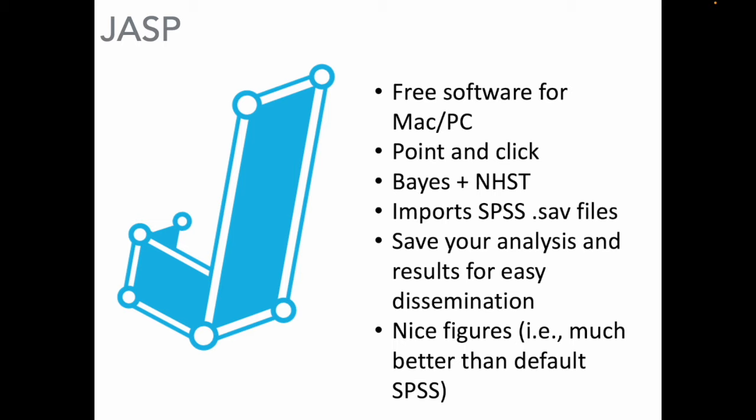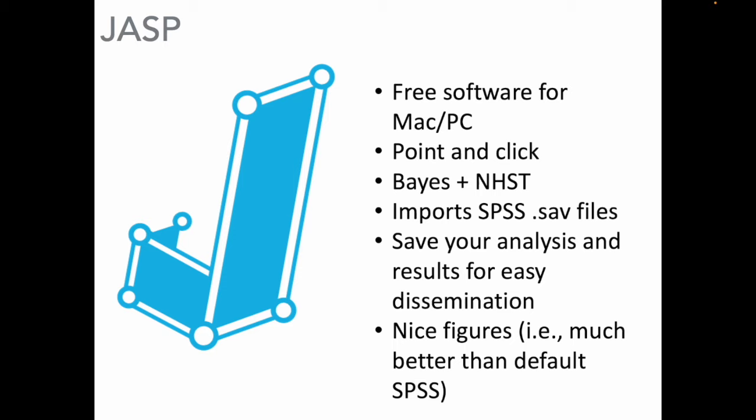The benefit with JASP is it has both Bayes and traditional p-value inference. SPSS now has Bayes as well, so they're catching up, but it's not open source. You can import SPSS files, so if you have a collaborator or someone's shared an SPSS file, it's very easy to import, and it's very easy to save your analysis for easy dissemination. Bonus with JASP: if you share a JASP file on Open Science Framework, the analysis actually renders within the browser window. So it's a really easy way to communicate your research.